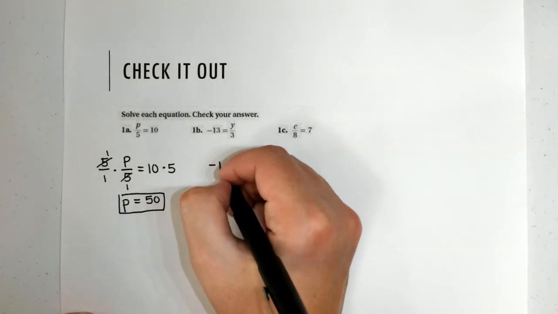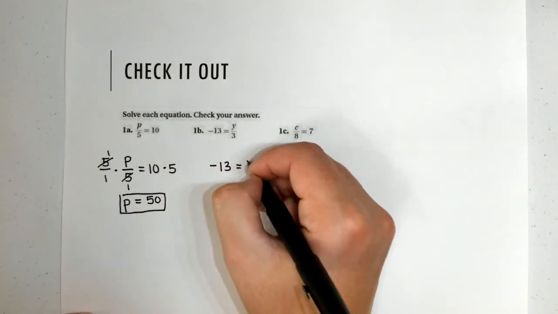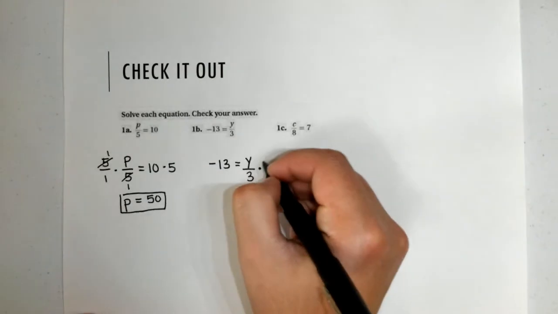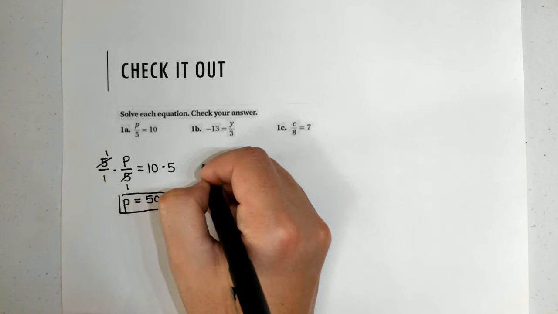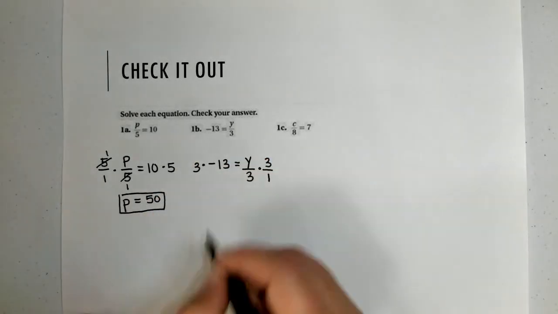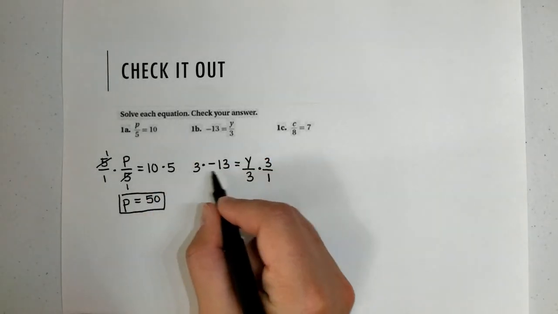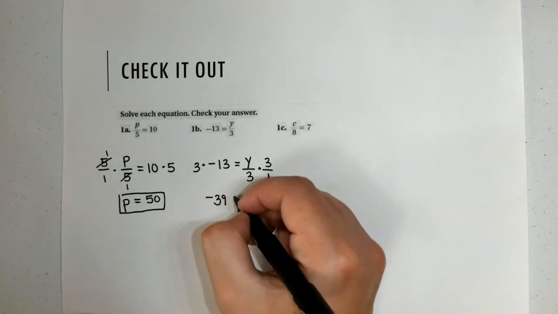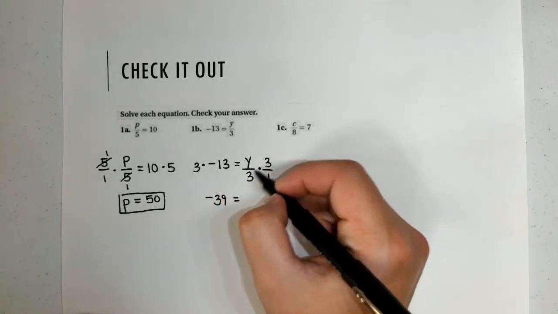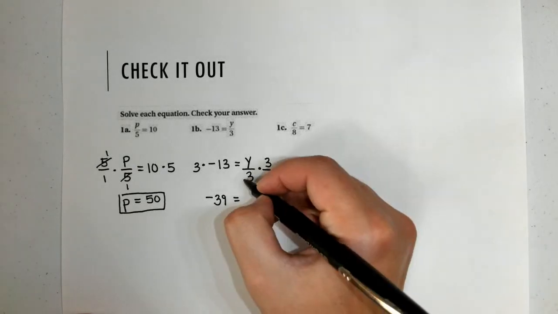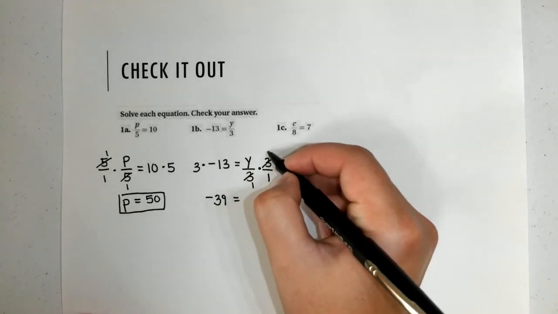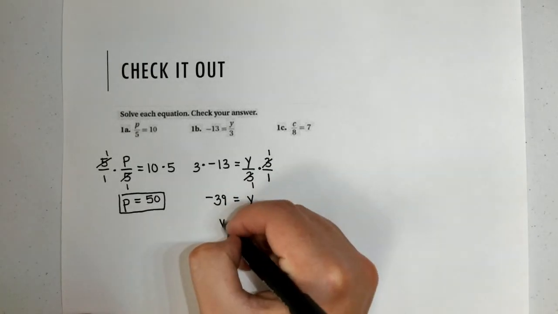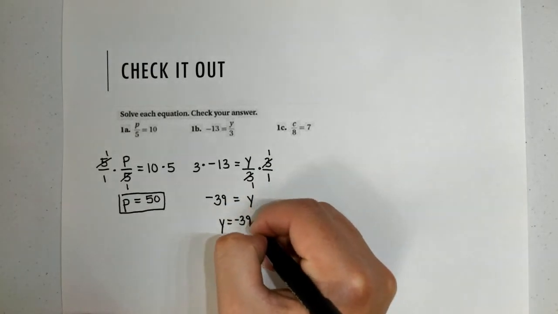B, we have -13 equals y over 3, or y divided by 3. So I'm going to multiply both sides by 3. On the left-hand side, 3 times -13 is -39. Bring down my equal sign. 3 and 3 have the common factor of 3, so 3 divided by 3 is 1. So over here, everything simplifies to just y. So y equals -39.